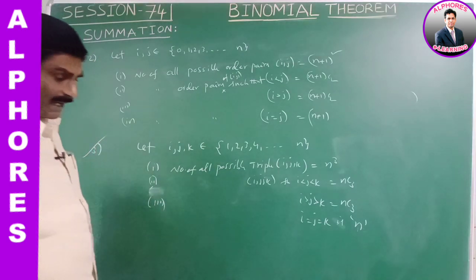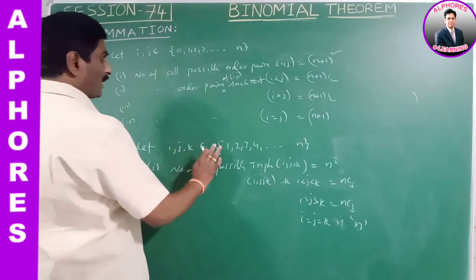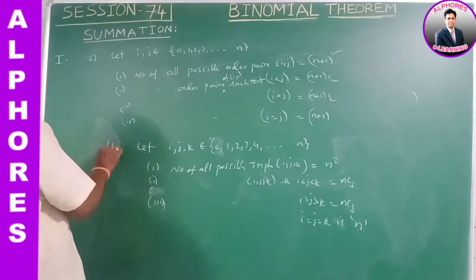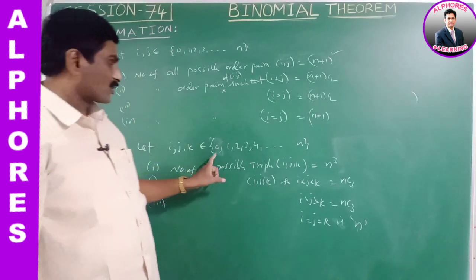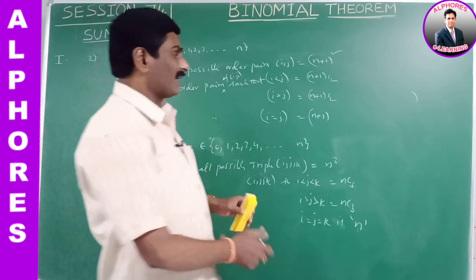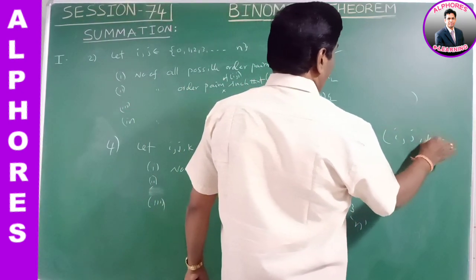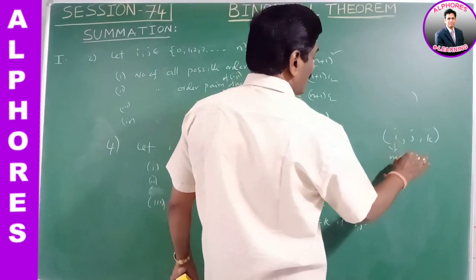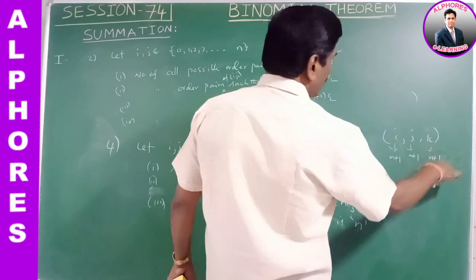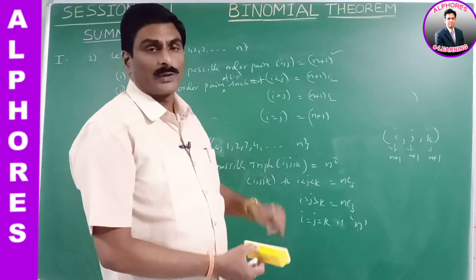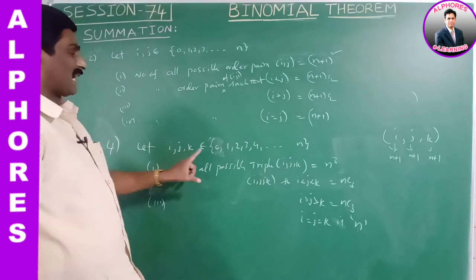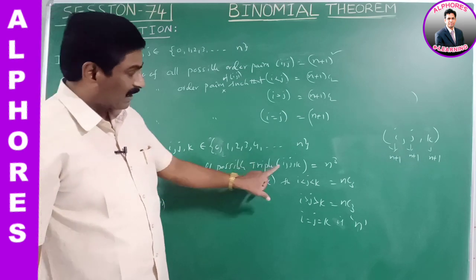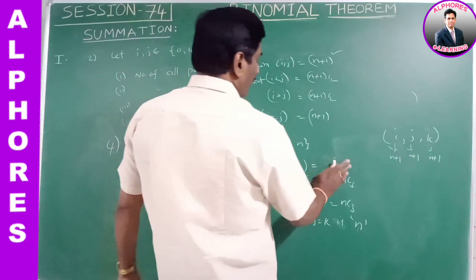Similarly, suppose i, j, k belong to 0, 1, 2, 3, and so on up to n. If i, j, k belong to 0, 1, 2, 3, 4, and so on up to n, here 0 is included, so how many numbers are available? n plus 1 chances. Total number of possibilities is n plus 1 whole cube. Please write this value. Let i, j, k belong to 0, 1, 2, 3, 4, and so on up to n; the number of all possible ordered triplets i, j, k is equal to (n+1) whole cube.